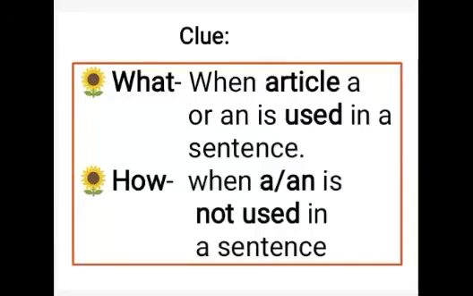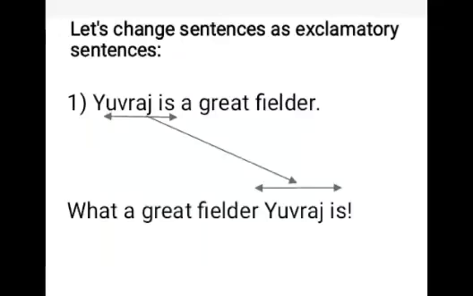See the first example, it's in assertive. Yuvraj is a great fielder. Let's change this to exclamatory. Step 1 is to identify subject and verb in a sentence. Yuvraj is subject and is a helping verb. So underline both the words.